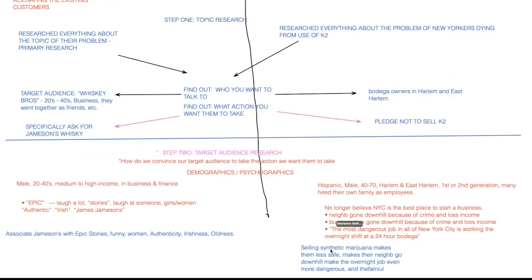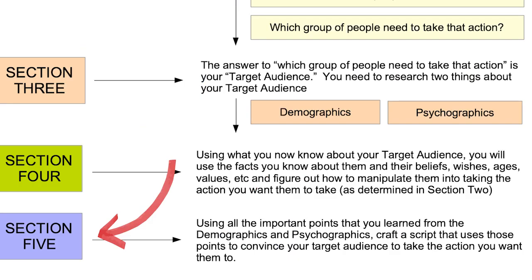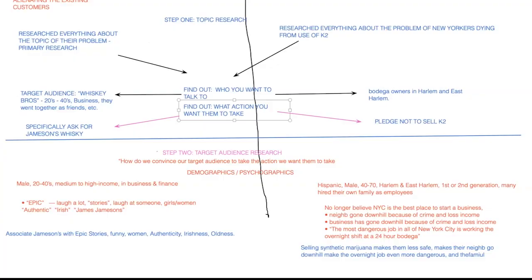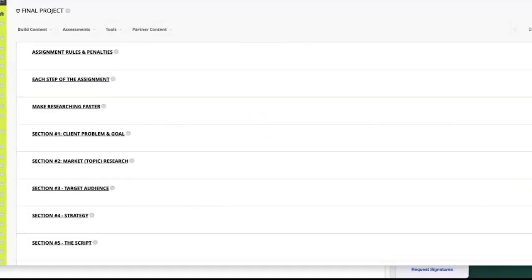The important thing is, when it comes time to write the script, I don't forget all this important stuff. A lot of the problems that students have is they'll do all this research and find out who their target audience is. They will find out what action they want them to take. They will do the research to find out how to convince the target audience to do that. But when it comes to writing the script, they will just completely forget about all of the research they did. So I also want to show you an example of how I incorporated these things.